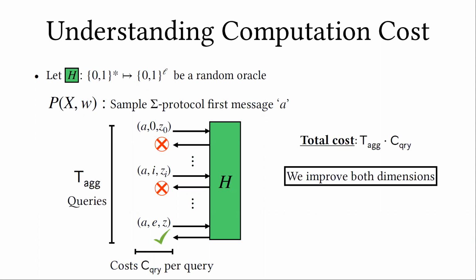There are 2 dimensions in Fischlin's transform. One is the number of queries, which I'm going to call TAG, for the time to aggregate. And the other, which is kind of obscured over here, is the cost per query. So the number of queries and the cost it takes to compute each query. It's a pretty intuitive way to characterize computation, and we show how to improve both dimensions.